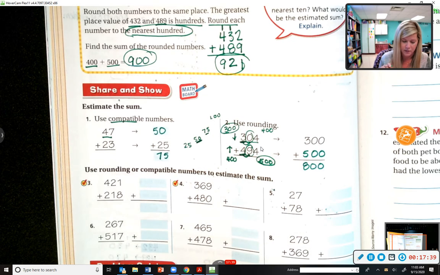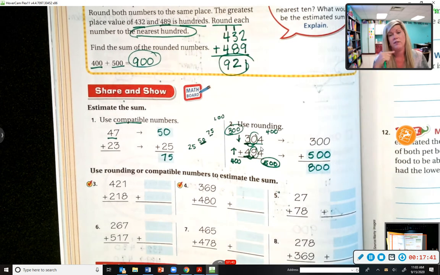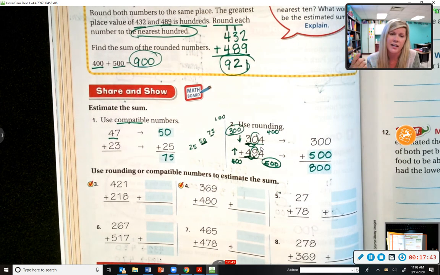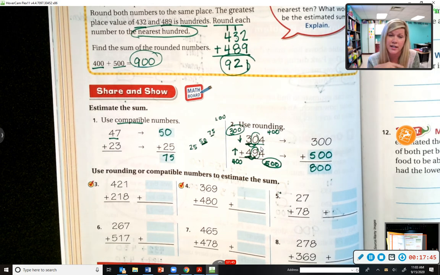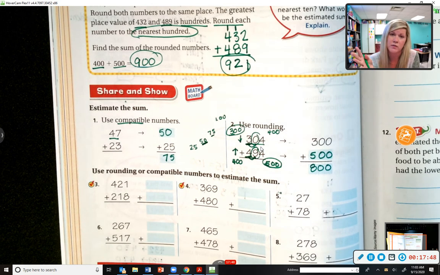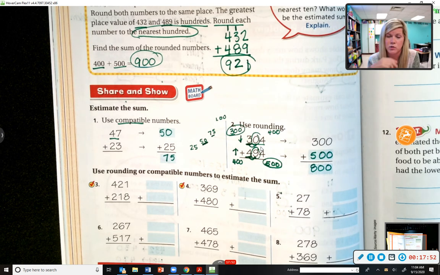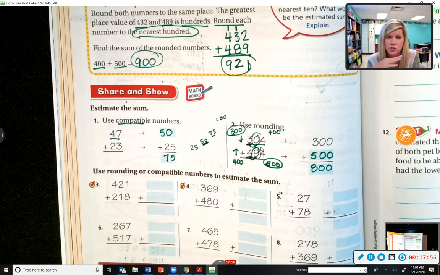Okay, now if you're unpausing now, it's okay if when I show you what I did, your answer is not the same, because we could use different numbers. Not everybody will have to use the same numbers when you're rounding or doing compatible numbers. So just make sure that your answer is close to mine, and if it is, then you did a good job.